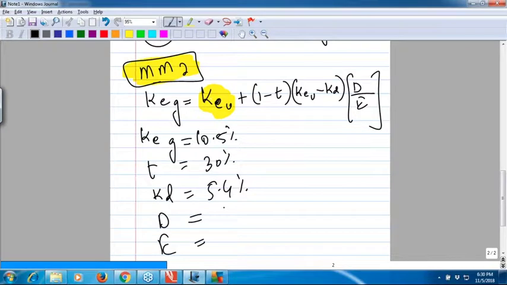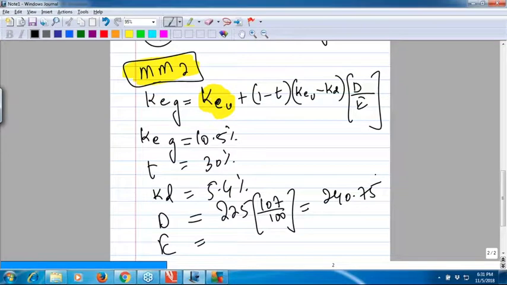When we talk about the market value of the debt and the market value of the equity, we are being told that the entity has 225 million irredeemable bonds, and these bonds are trading at 107, so basically 107 divided by 100. So resultingly, we are going to get 225 multiplied by 107 divided by 100. How much does it turn out to be? Okay, it turns out to be 240.75.